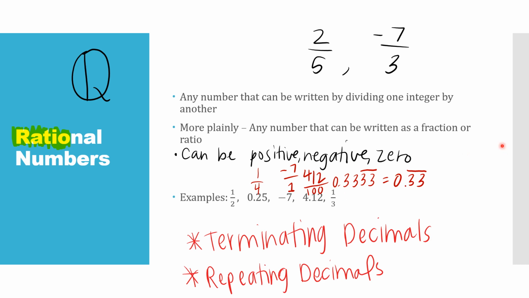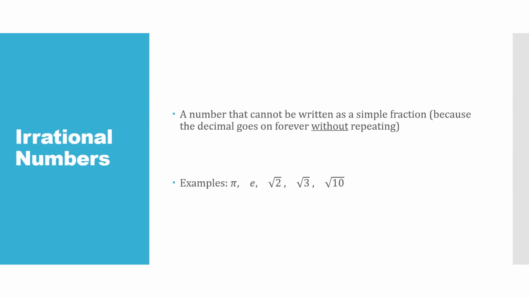We're going to see in just a minute that whenever you have decimals that are not terminating and not repeating, then that's a different type of number. Rational numbers are Q with a line through it, for quotient, because it's written as a fraction, and quotient means to divide. All right, so let's look at our next number set.